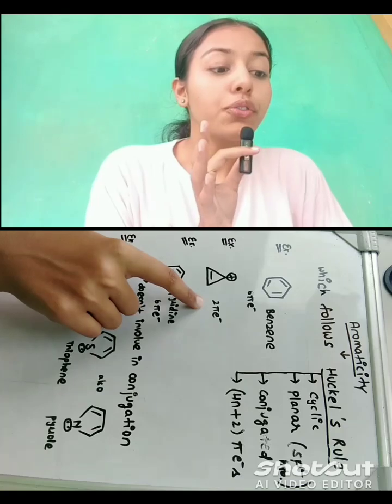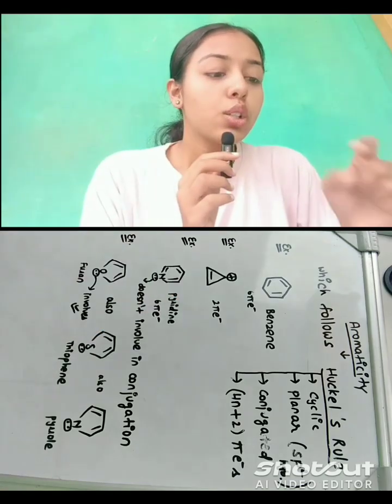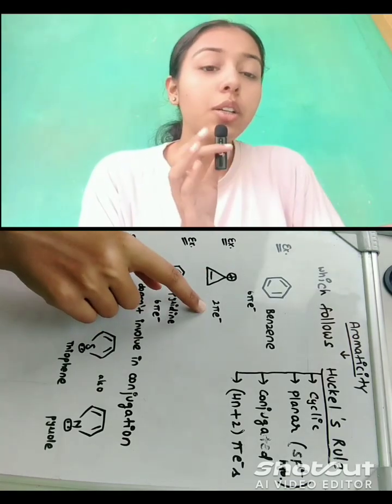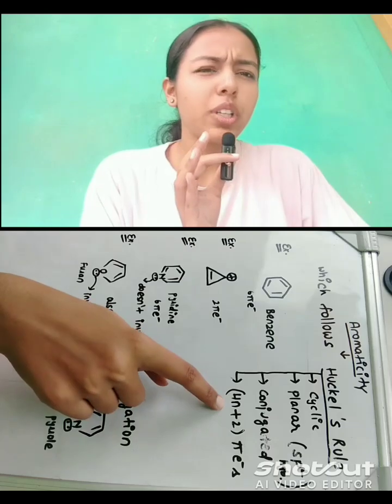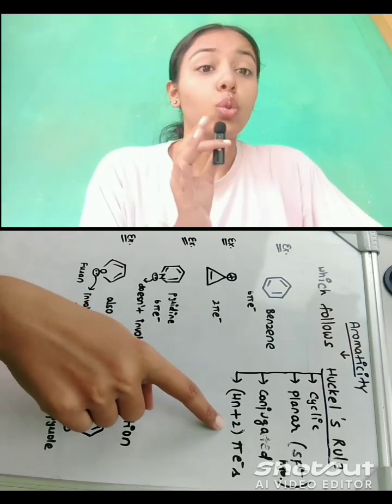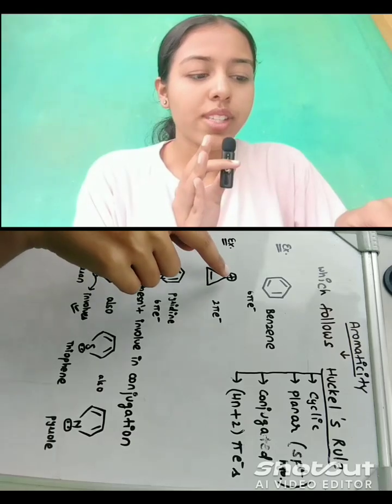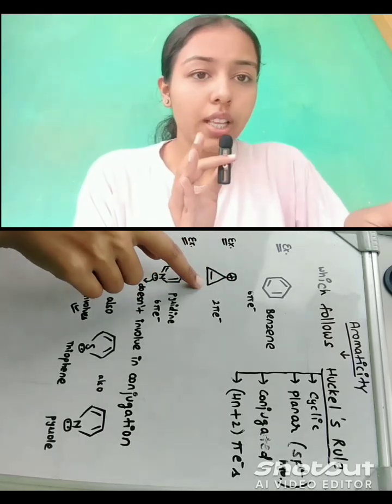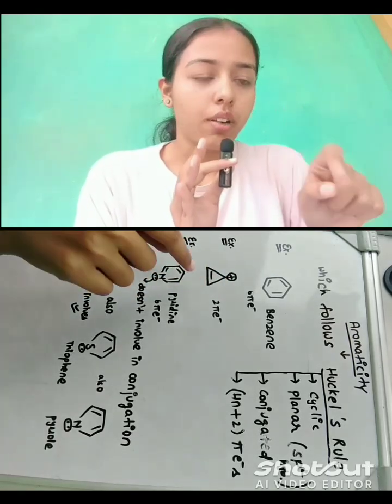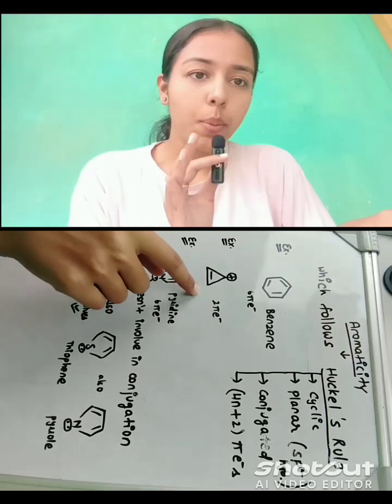Now if you go on to the next example, you can see there are 2 pi electrons. If you put n equal to 0, then 2 pi electrons. Also, it is conjugated, for example double bond, single bond, and positive charge. It is cyclic, it is planar, and all the carbon atoms are sp2 hybridized.